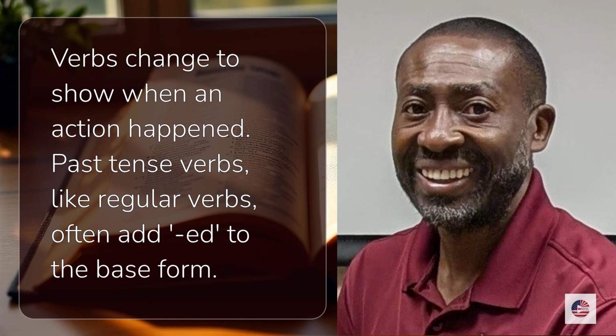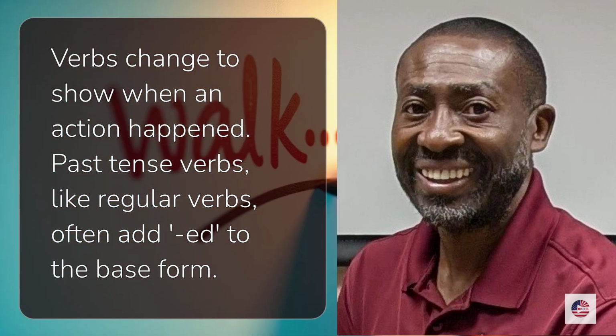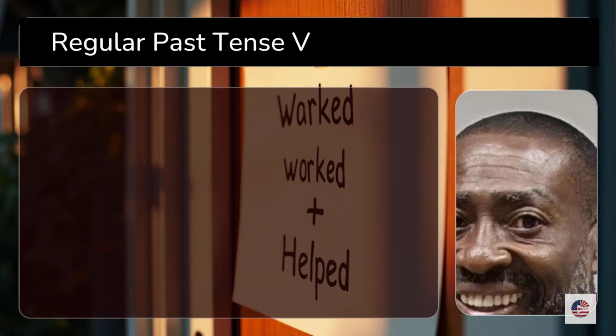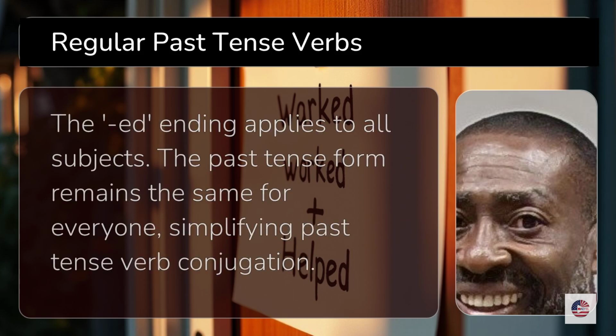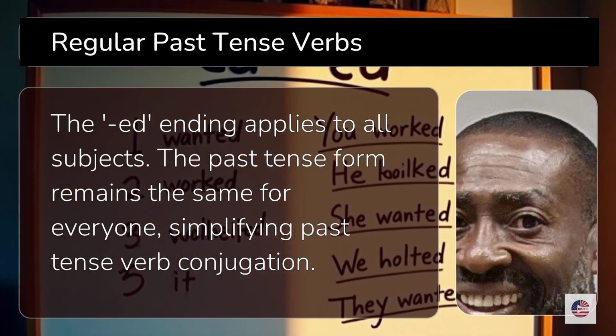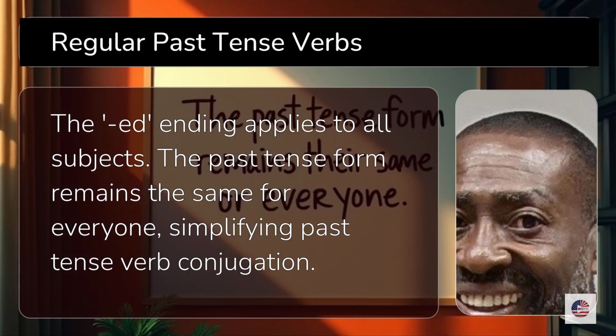Verbs also change to show when an action happened. If an action happened in the past, we use the past tense form of the verb. For many regular verbs, we simply add ed to the end of the base form. Our example verbs become wanted, worked, and helped in the past tense. This ed ending applies to all subjects. I wanted, you worked, he helped, she wanted, it worked, we helped, and they wanted. The past tense form remains the same for everyone.